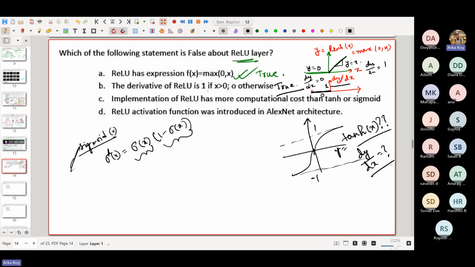There also you will see a humongous representation for dy by dx, and again you have to calculate all the values of sigma and sigma of x, and this basically increases the computational cost. However, in case of ReLU, it is straight away either 1 or 0, depending on which side the data is lying, either on the positive half side or the negative half side. So implementation of ReLU has more computational cost, that is false.